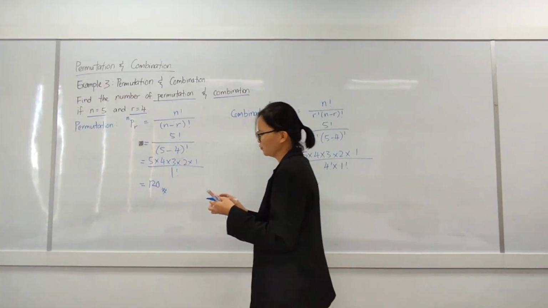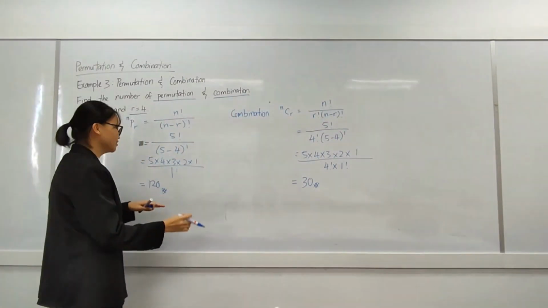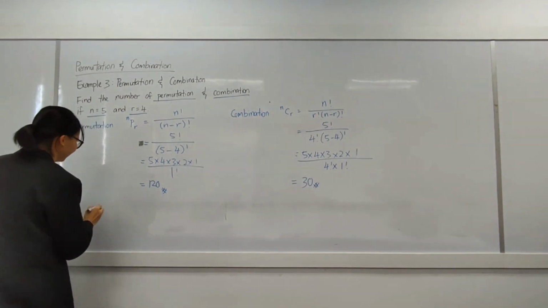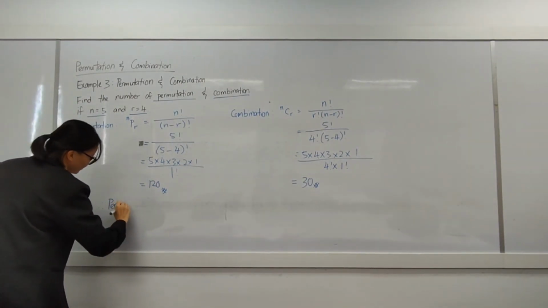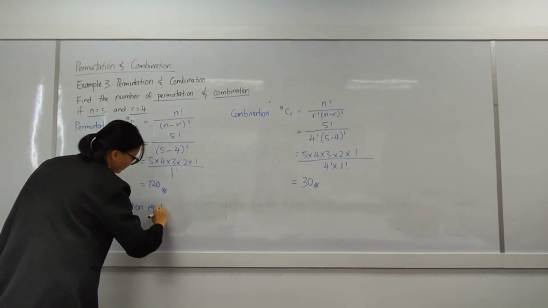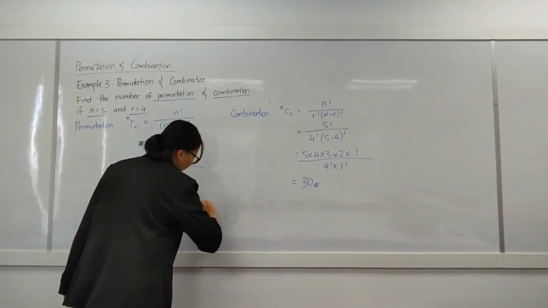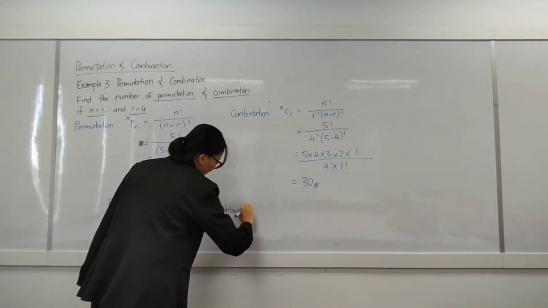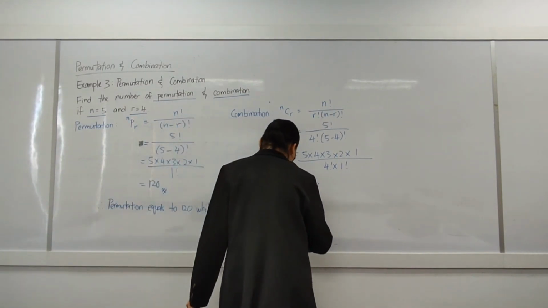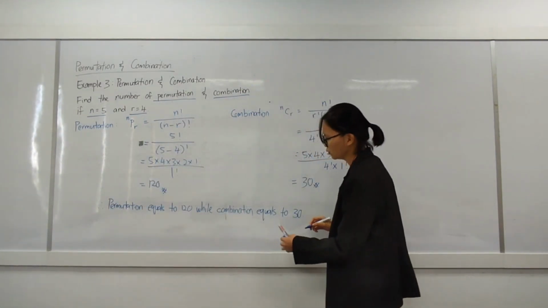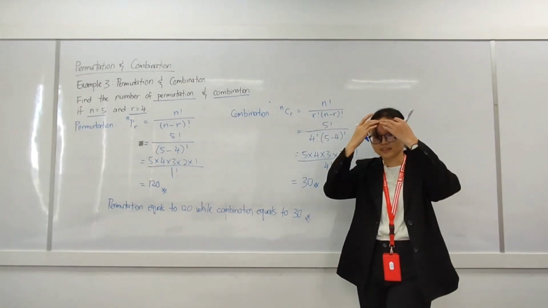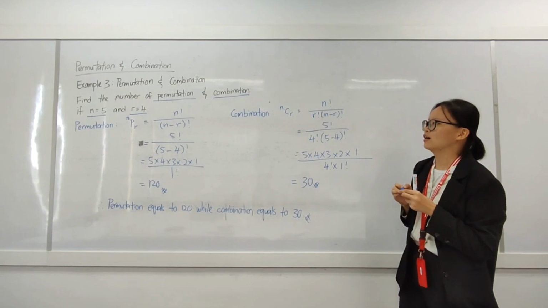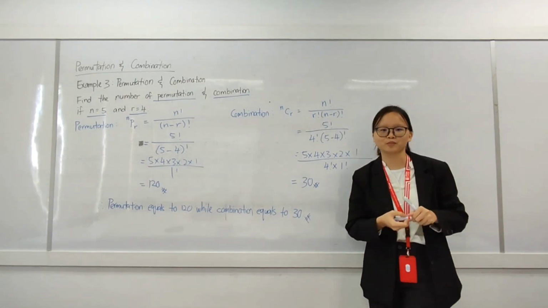For the final answer, write this down. Therefore, permutation equals 120, while combination equals 30. So this will be the final answer of this question. So that's all for permutation and combination. Thank you.